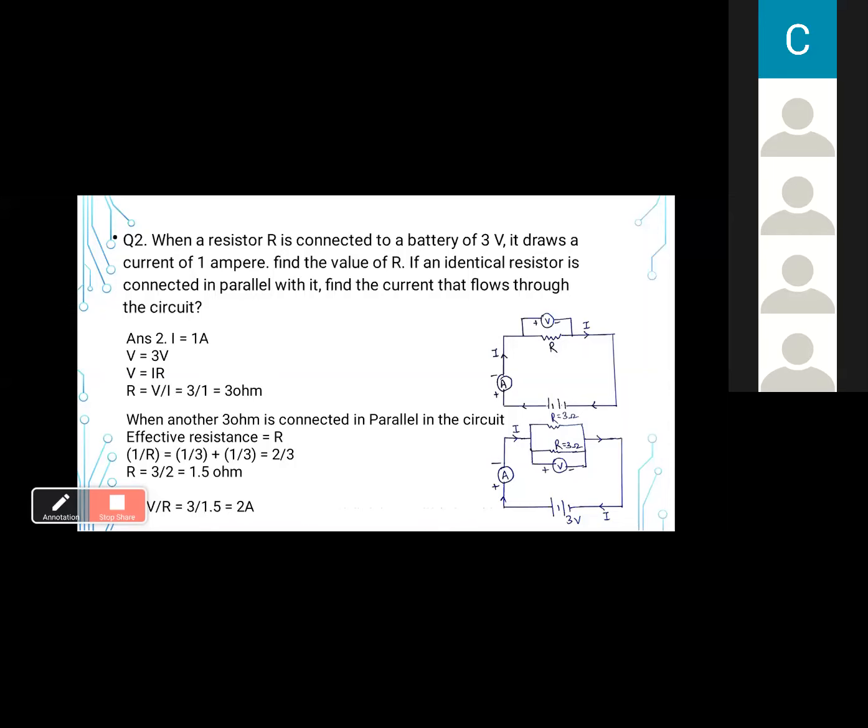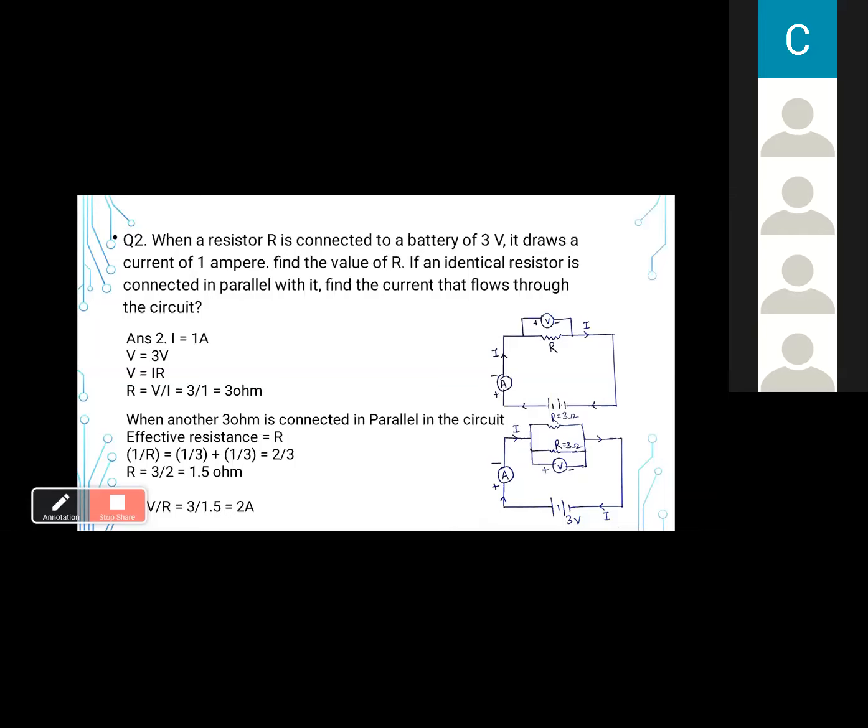Second part. Now they are saying an identical resistor is connected in parallel with it. So the same 3 ohm is connected in parallel with it. So 3 and 3 in parallel comes out to be 1.5 ohms. Here current will be 2 amperes. That means you can clearly judge that whenever the resistance is decreased, current is increasing in the circuit. In the previous circuit, resistance is more and current is 1 ampere. Now resistance is decreasing: we are connecting resistances in parallel, resistance comes out to 1.5 ohms, and current is increasing to 2 amperes. Clear? So by connecting resistances in parallel, we can increase the amount of current flowing through the circuit.